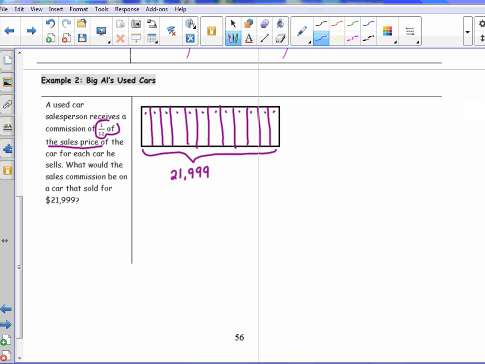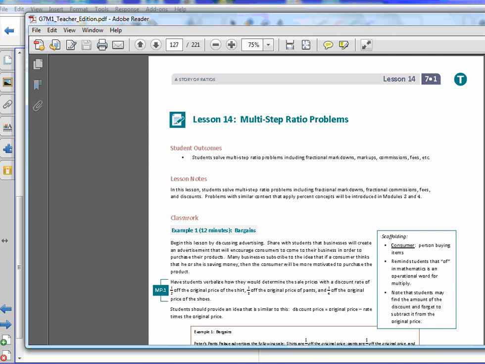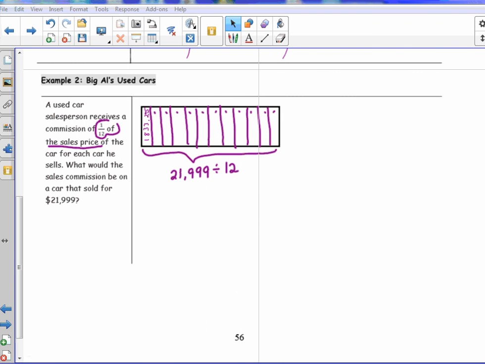So $21,999 divided by 12 will tell me how much money to put in each section. Then I do that division and the answer I get is $1,833.25. So each section is $1,833.25, and all of that adds up to the entire cost of the car.